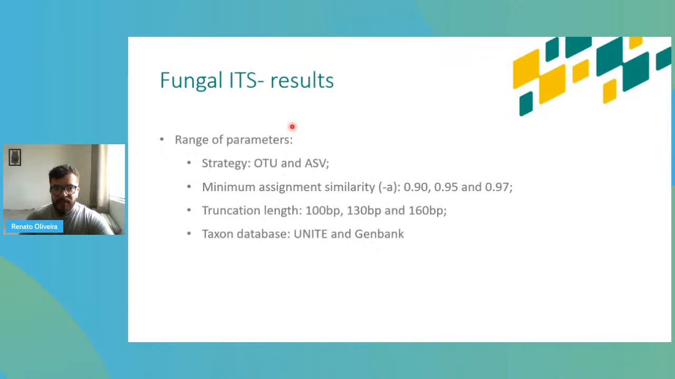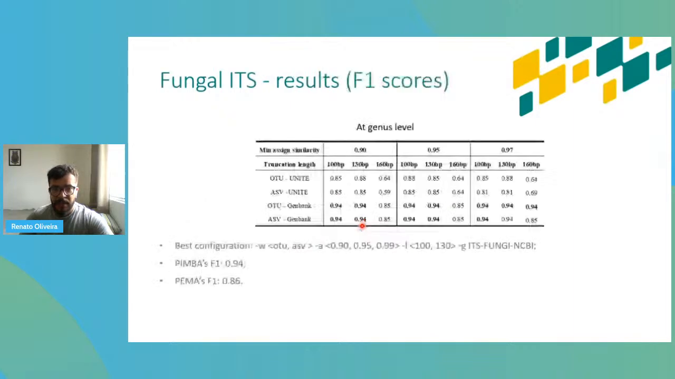For the fungal dataset, we varied the strategy, the minimum assignment similarity, the truncation length, and also the databases. At the genus level, we can see that both OTU and ASV using the GenBank database obtained nice results at truncation lengths of 100 base pairs and 130 base pairs in every assignment similarity. With this configuration, we obtained an F1 score of 94% against 86% for PEMA.